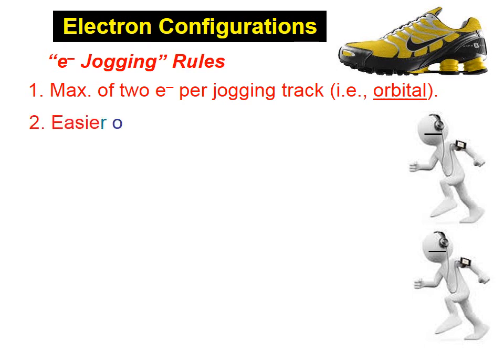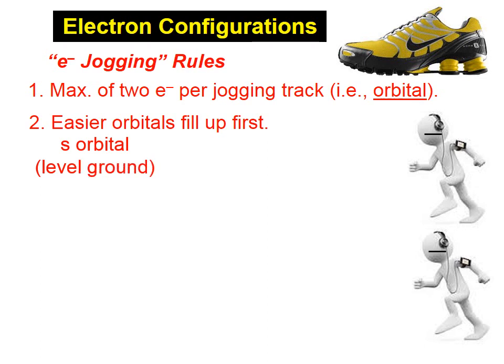Now later on we're going to call these tracks orbitals. The easier tracks fill up first. The easier orbitals fill up first. In other words, these electrons, when they go jogging, they want to get in shape, but they don't really want to work harder than they have to. So the easiest tracks are going to fill up first. Some of them are easier than others.